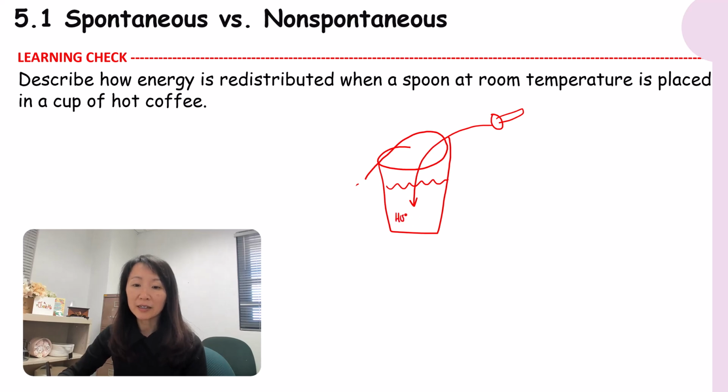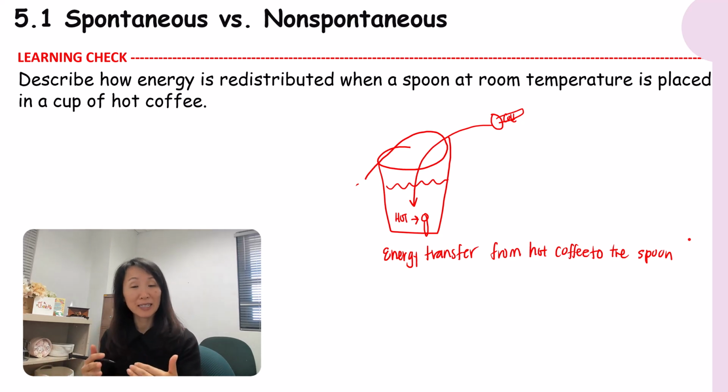It's hot here, and here's my cold spoon. There will be a thermal energy transfer from the hot to the spoon. So there will be an energy transfer from the hot water or hot coffee to the spoon. So there is that spontaneous process because the hot is transferring to something cold.